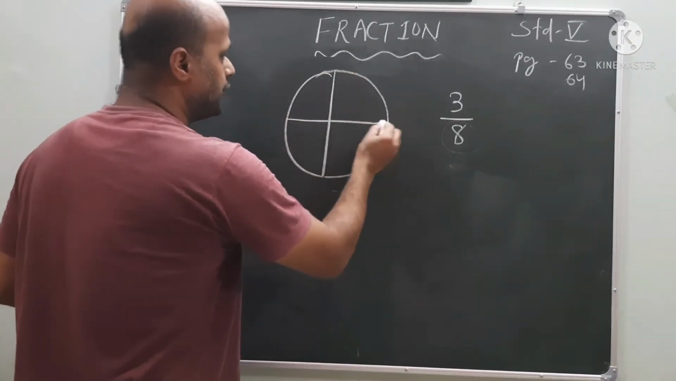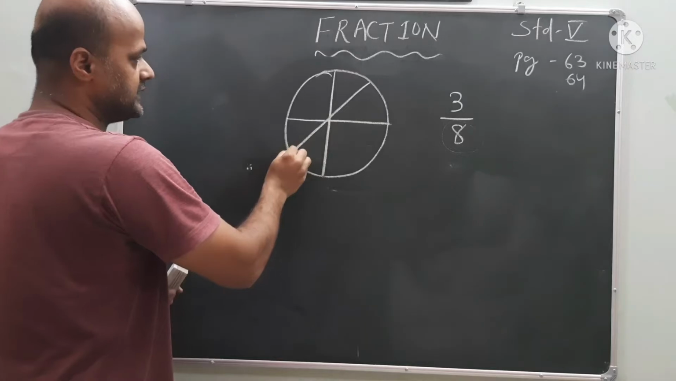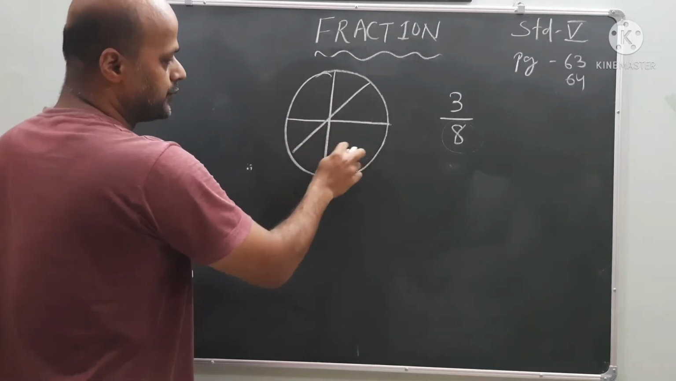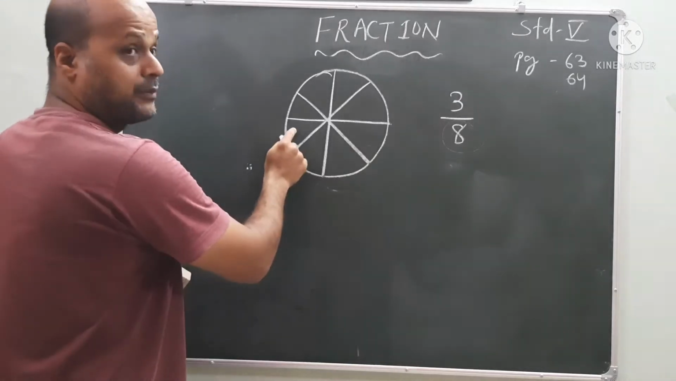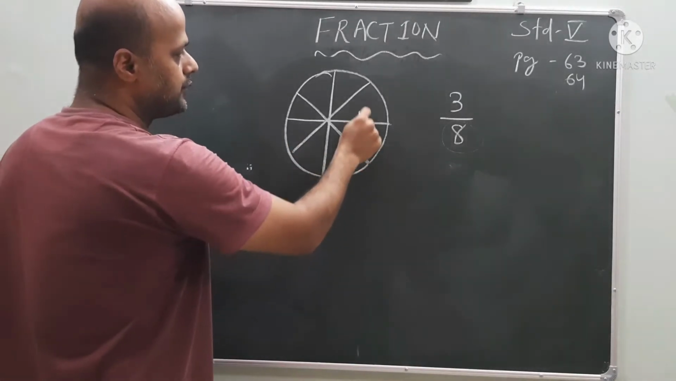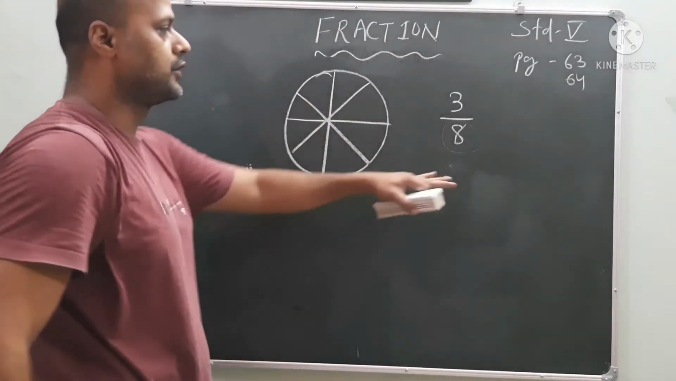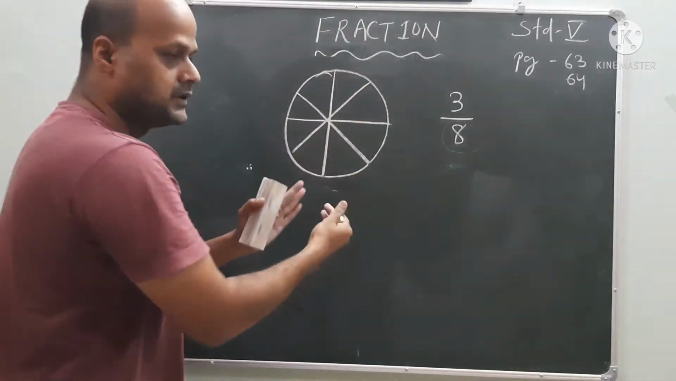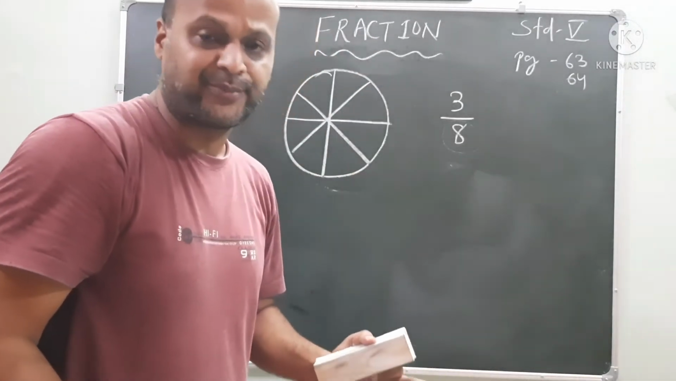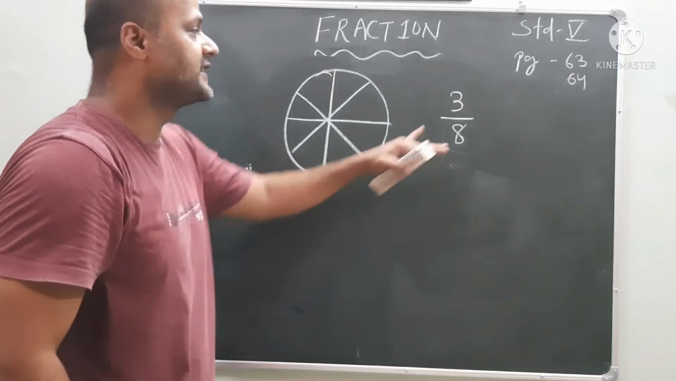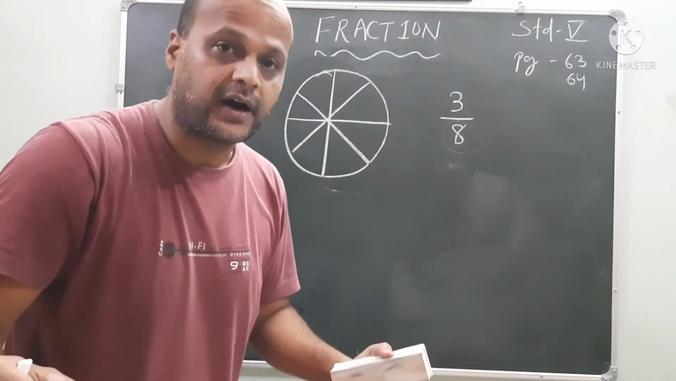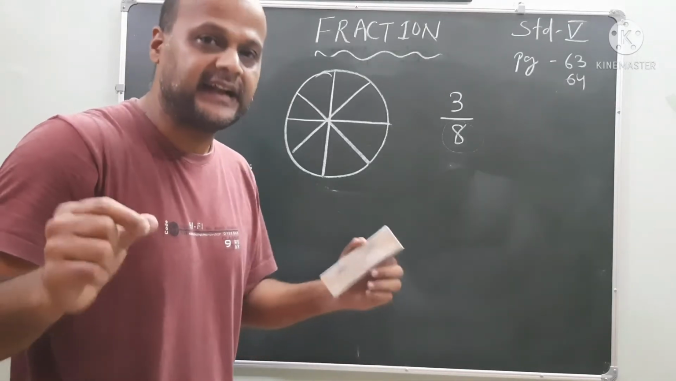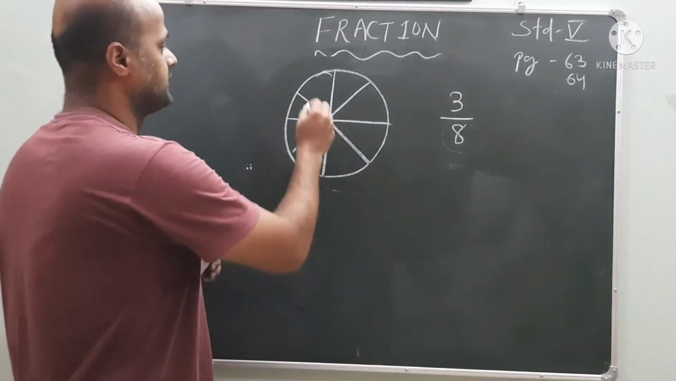2, 4, then how much is it? 1, 2, 3, 4, 5, 6, another line. Now see, 1, 2, 3, 4, 5, 6, 7 and 8. According to the denominator, we have divided the circle. Yes or no, my dear friends? Now it is saying 3/8 means out of 8 parts, you have to shade 3 parts.